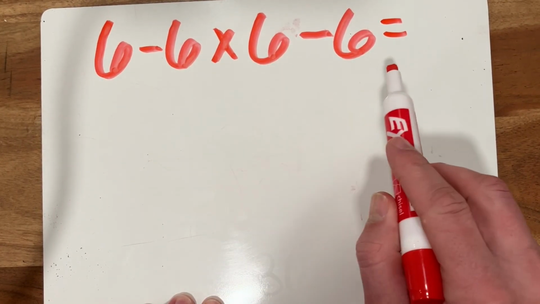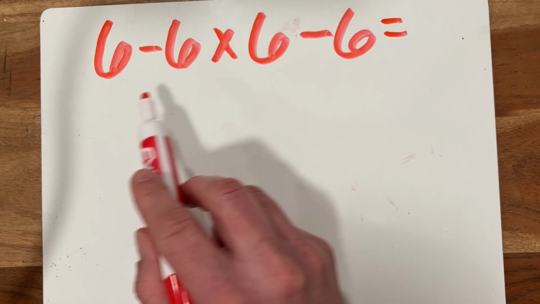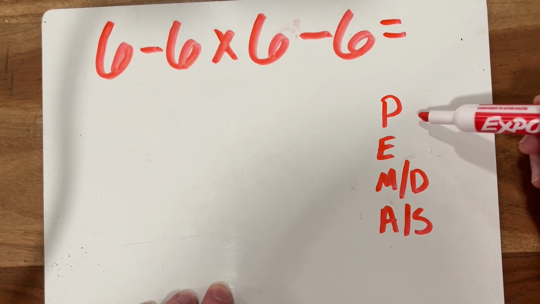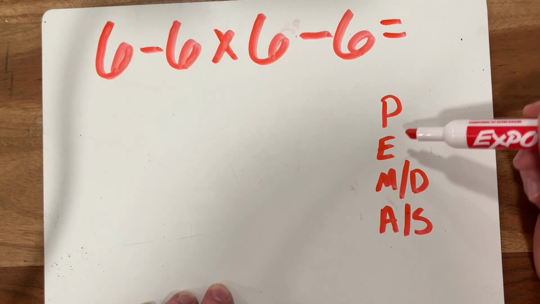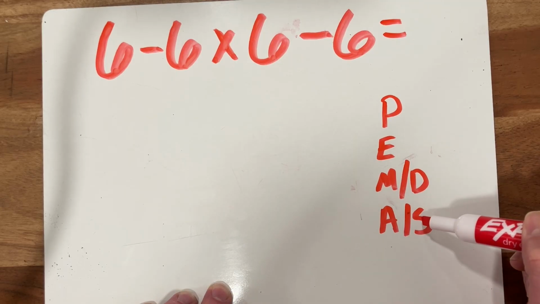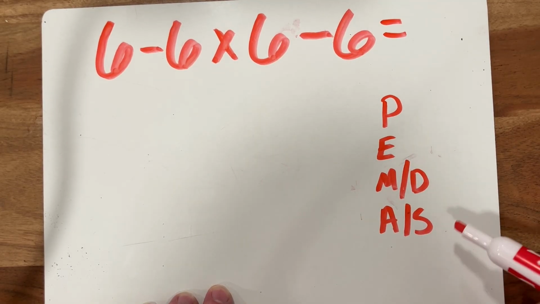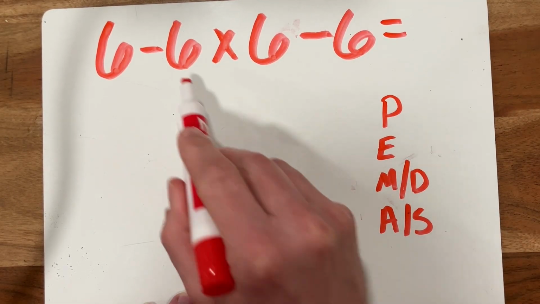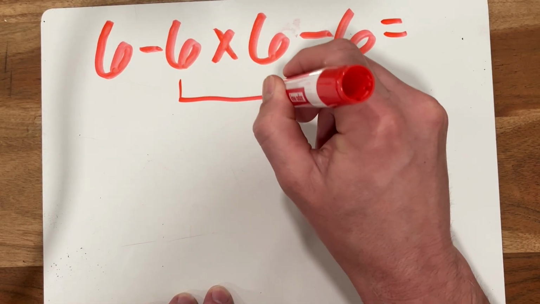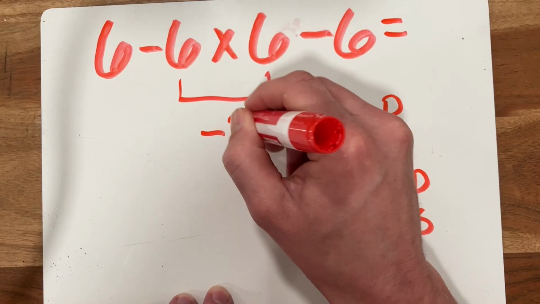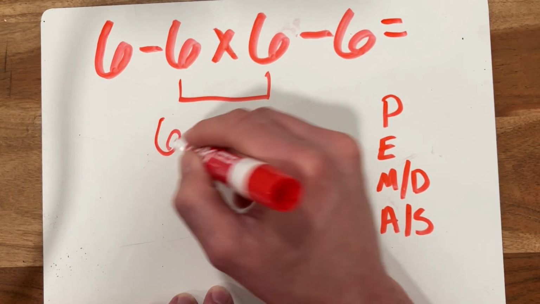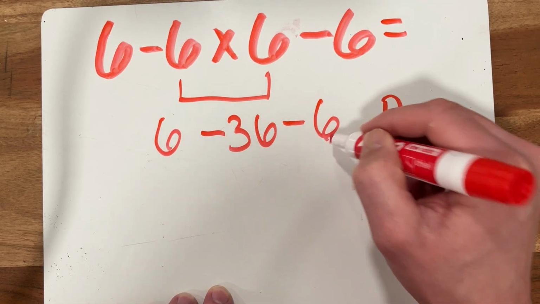Now before we solve this equation, we have to understand our order of operations, PEMDAS. P tells us that we focus on parentheses first, then exponents, then multiplication and division, and adding and subtracting. So in this problem, we have to start here with the multiplication, negative 6 times 6. And that will give us a negative 36. We'll bring down the rest of the problem, the 6 here and the 6 here as well.